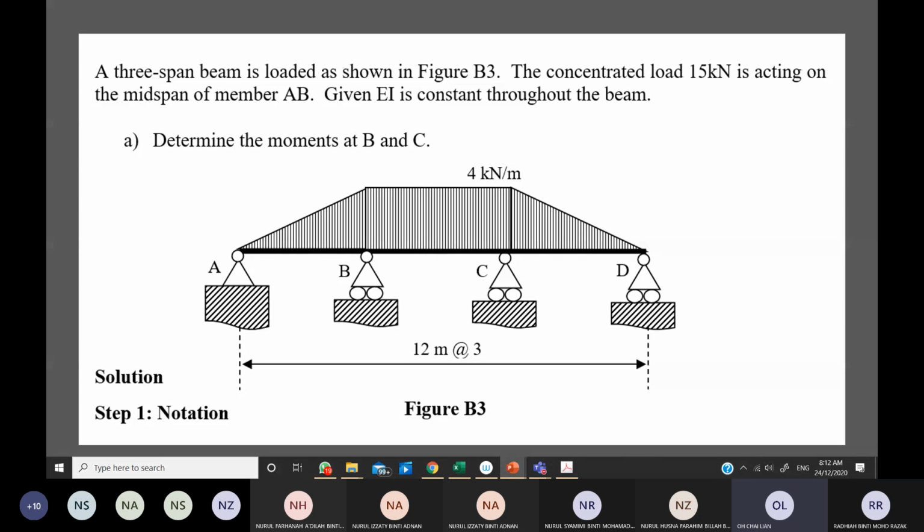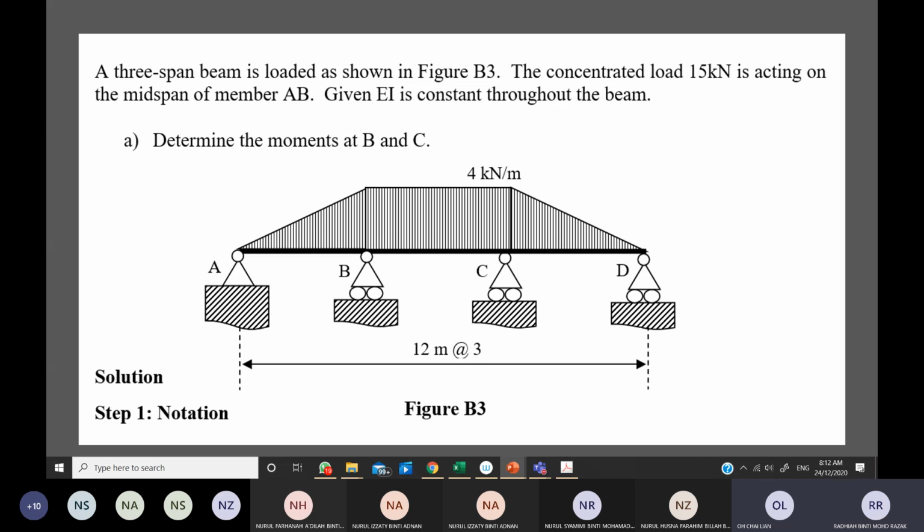Given EI is constant throughout the beam, and E and I are not given a value, it just tells you that it's constant. Therefore, later in your solution, we are going to just put EI, unless we have a specific value for this EI. And we need to know very well what the answer request is for the problem.